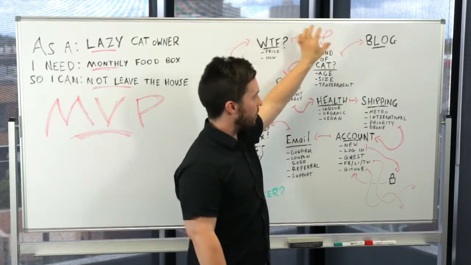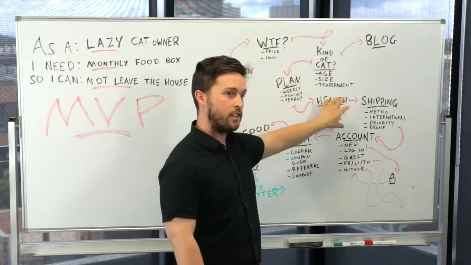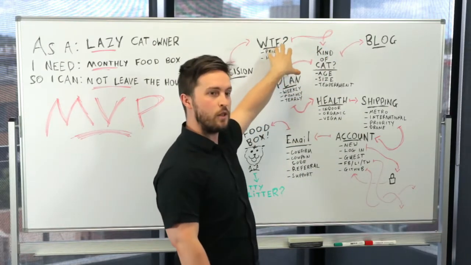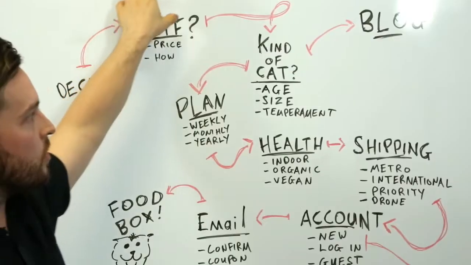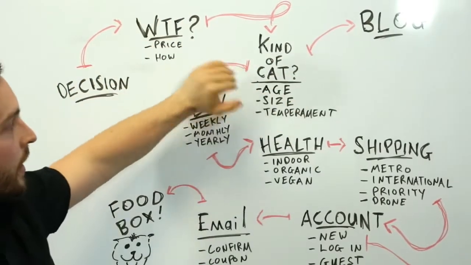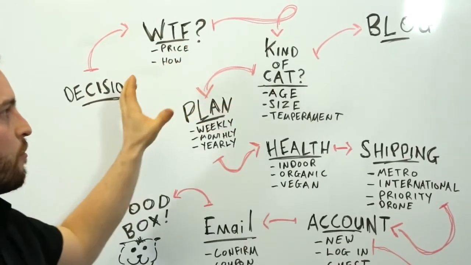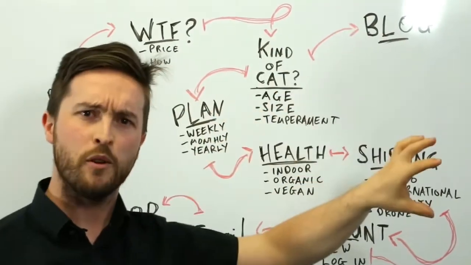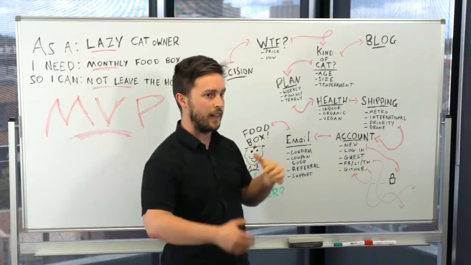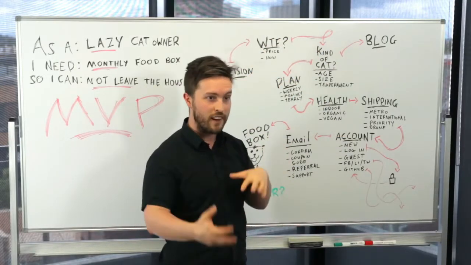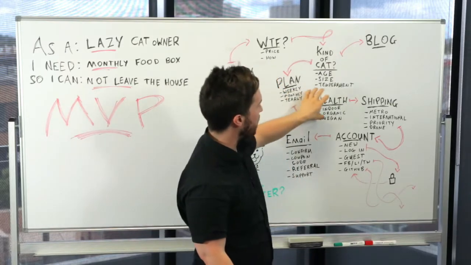As you can see, we've very simply gone through all of the little steps that happen after that, the "hey, yeah, I'm interested, let's do it" decision-making point. So first we've decided we want to know what kind of cat, because we want to know the age, the size, the temperament. This might lead to blog posts about ages and sizes and temperaments of cats. It might lead through to the plan. Do we want weekly or monthly delivery for fat and skinny cats? Might we want to know about the health of the cat?